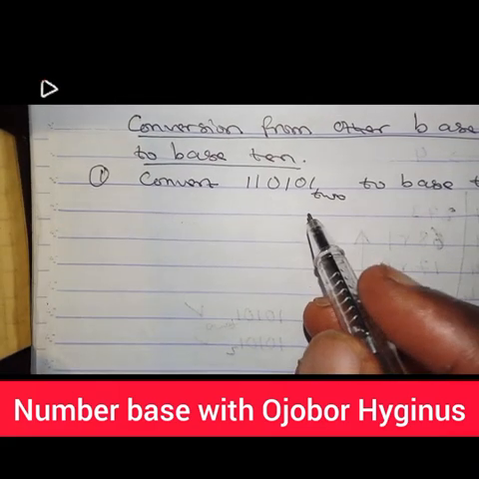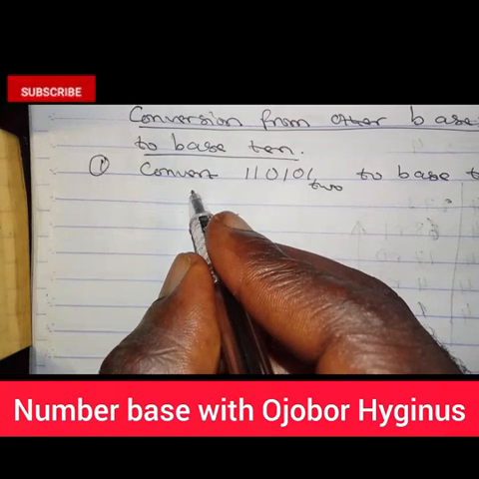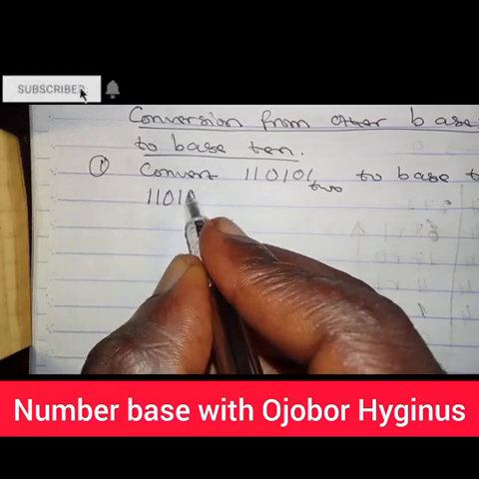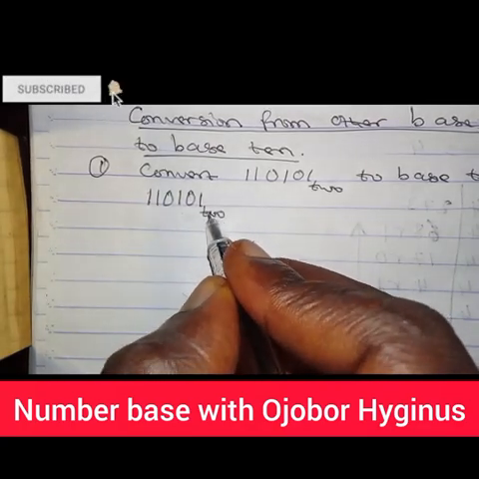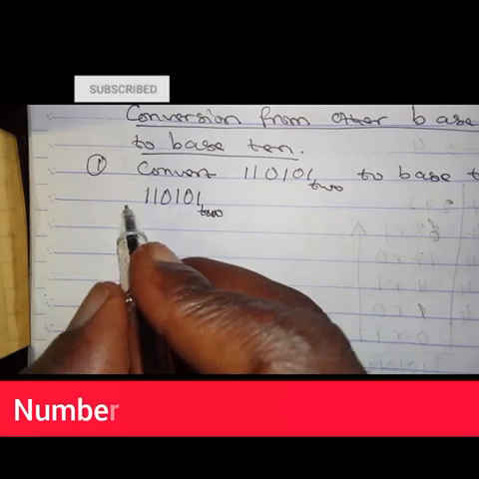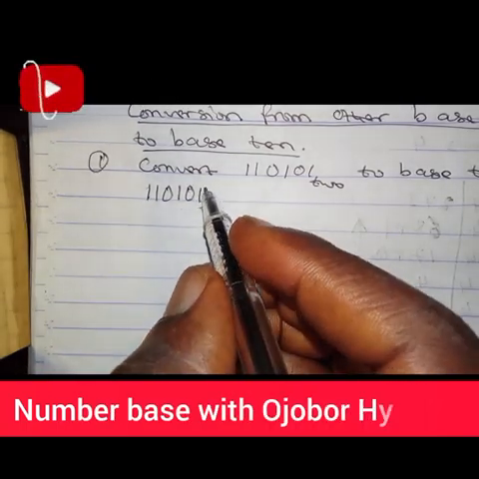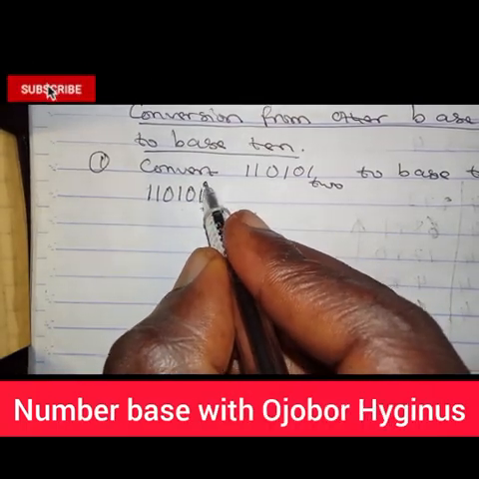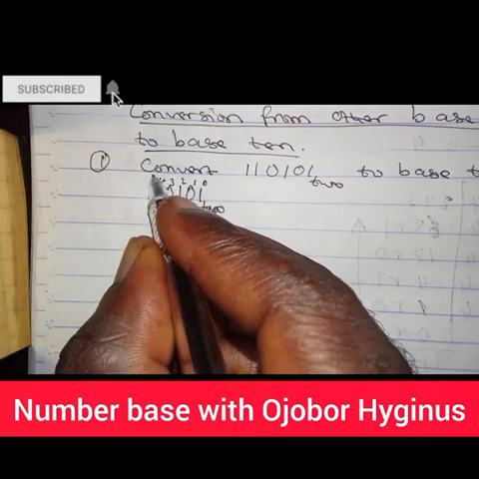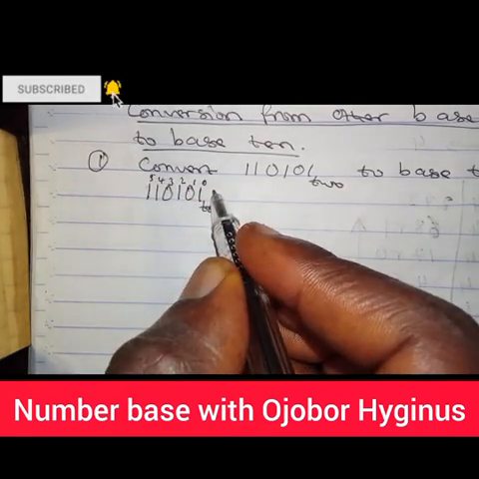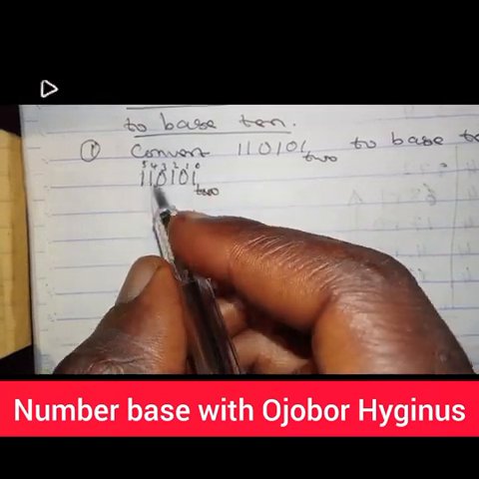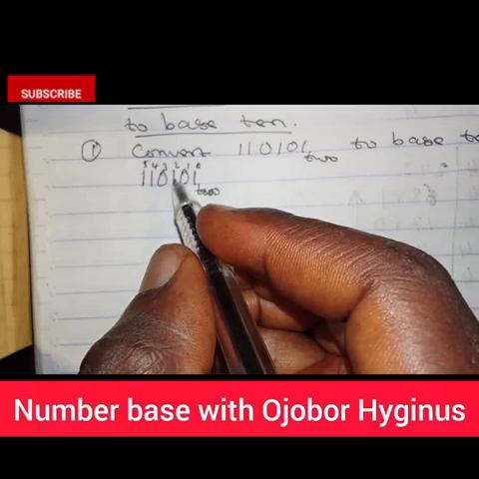The first thing we will do is to write the number 110101 base 2 and assign place values to these numbers from right to left, starting with 0. So I assign place value 0 here, 1 here, 2 here, 3 here, 4 here, and 5 here. I repeat, from right to left, starting with 0: 0, 1, 2, 3, 4, 5. We are going to see what these numbers represent.